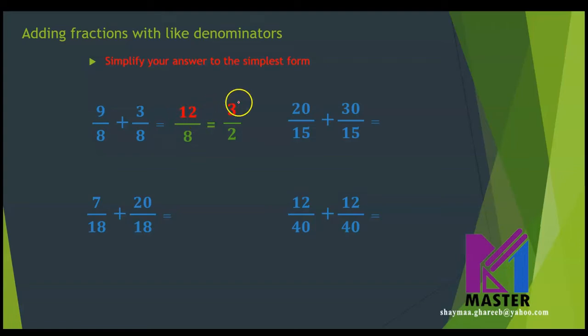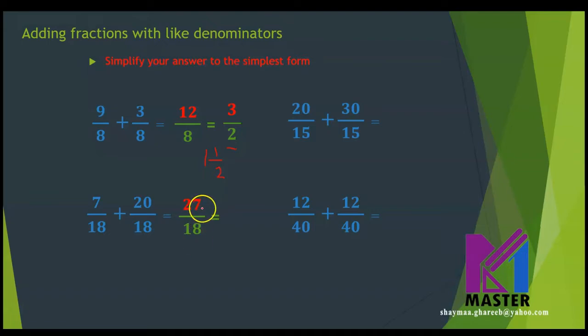12 divided by 4 gives 3. 8 divided by 4 gives 2. So I simplified the fraction into the simplest form, which is 3 over 2, and it is an improper fraction. So I can write it as a mixed number. 3 over 2 as a mixed number is 1 and 1 over 2. Is this clear? Now the second example, 7 over 18 plus 20 over 18 equals 27 over 18.